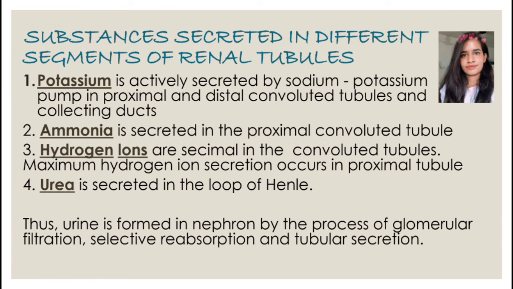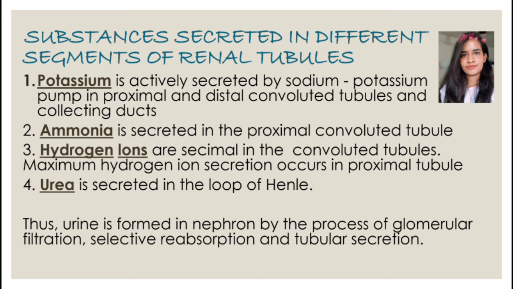Substances secreted in different segments of renal tubules. First, potassium is actively secreted by the sodium-potassium pump in proximal and distal convoluted tubule and collecting ducts. Ammonia is secreted in the PCT. Hydrogen ions are secreted in the convoluted tubule. Maximum hydrogen ion secretion occurs in proximal tubule. Urea is secreted in the loop of Henle.